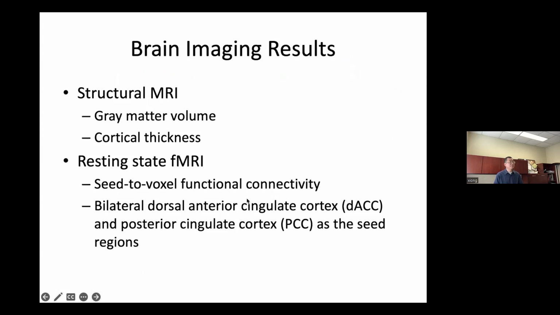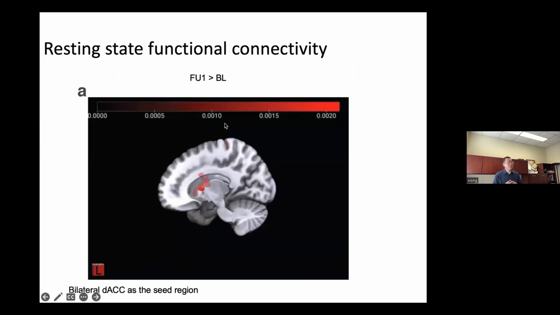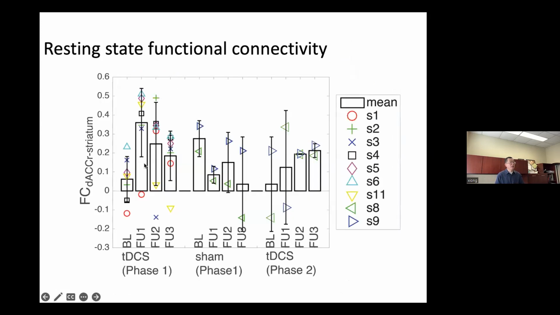Let's skip this one. We also looked at brain imaging data. At the structure level, we don't see change in brain matter volume or cortical thickness. But when using resting-state connectivity, with the ACC as a seed region, we find that after treatment there is increased connectivity between the ACC and the dorsal striatum. This is just extracted connectivity between the two clusters. You can see from baseline there is a change.